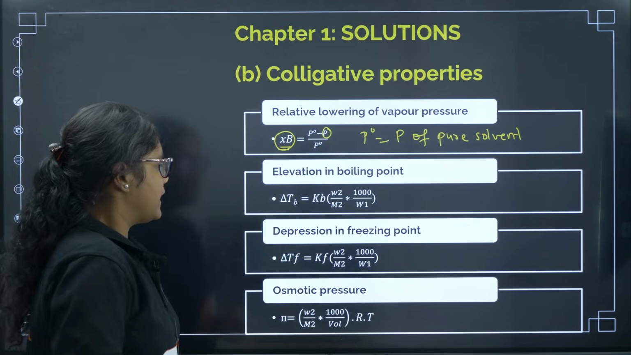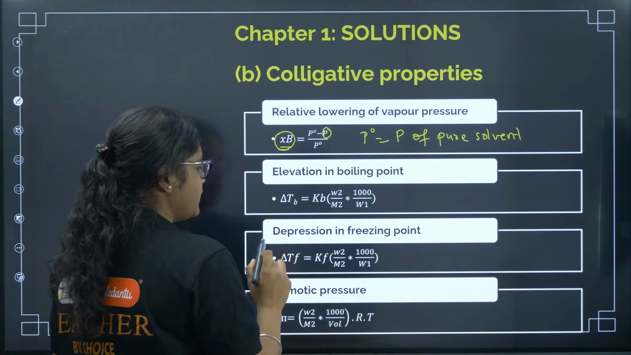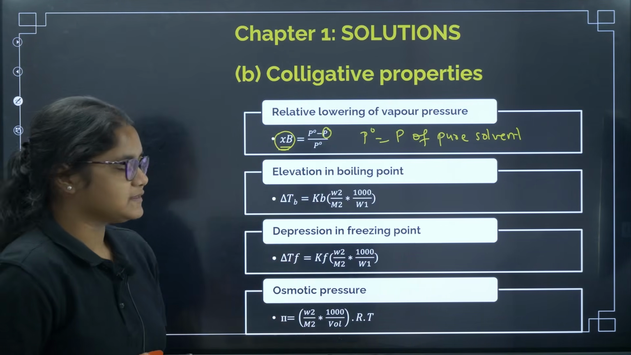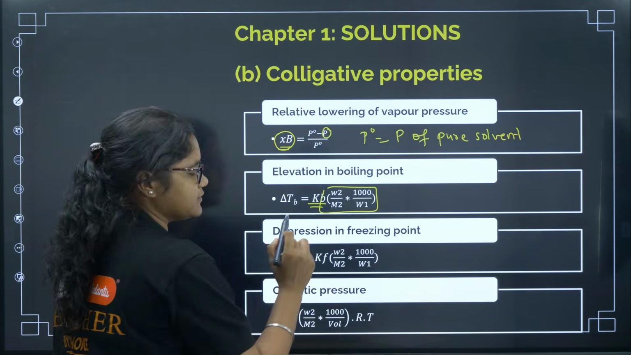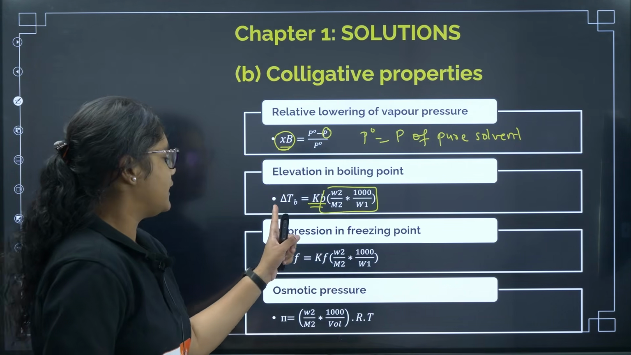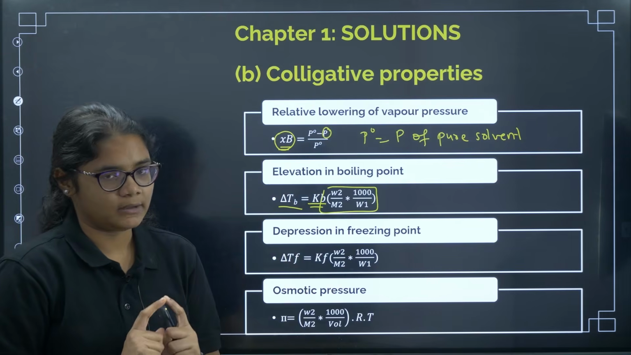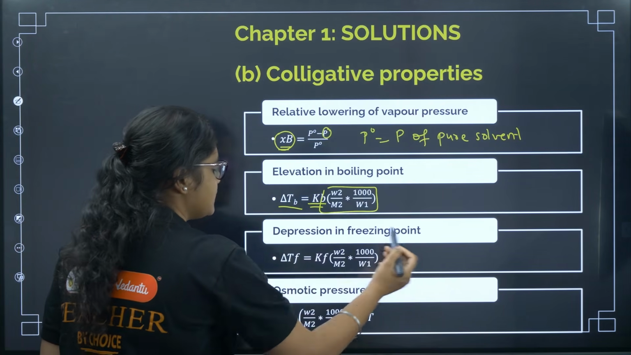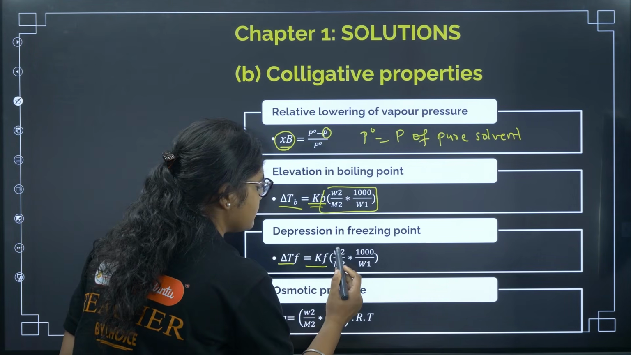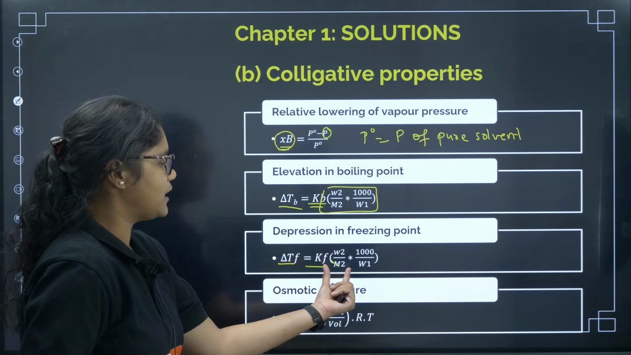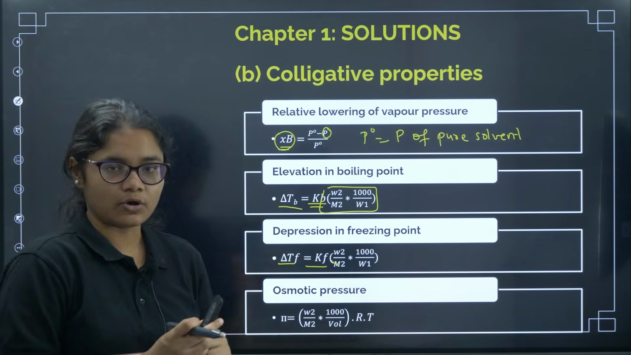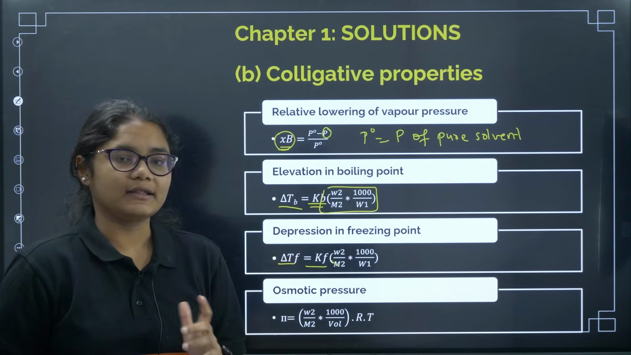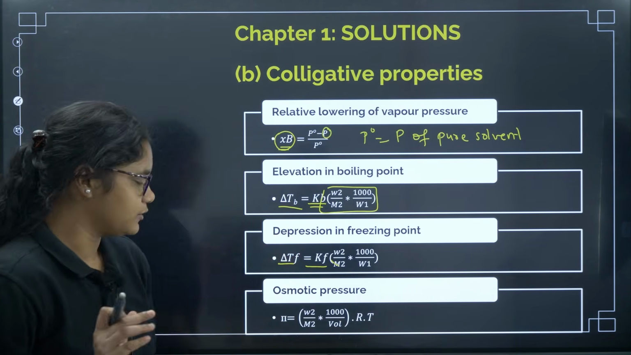Next, coming to elevation in boiling point: delta TB is equal to KB into m. The molality formula is this one. KB is your molal elevation constant, and delta TB is the increase in the boiling point. Now coming to depression in freezing point: delta TF is equal to KF into m. Again, this is the molality formula. KF is your depression constant, and delta TF is the freezing point depression or the difference.